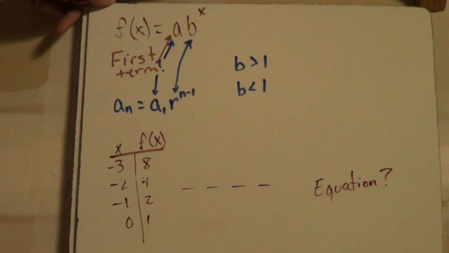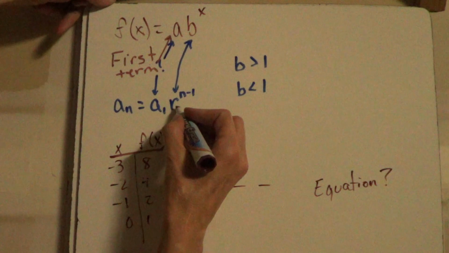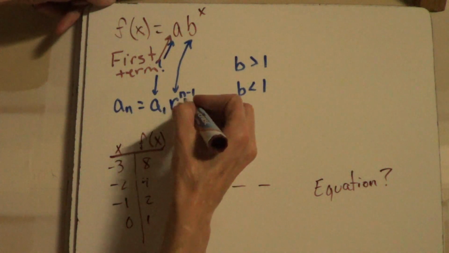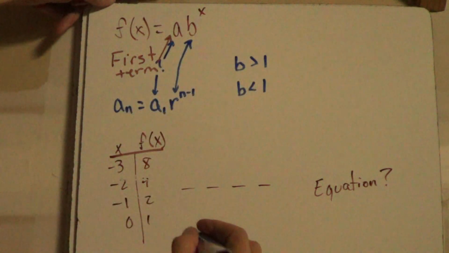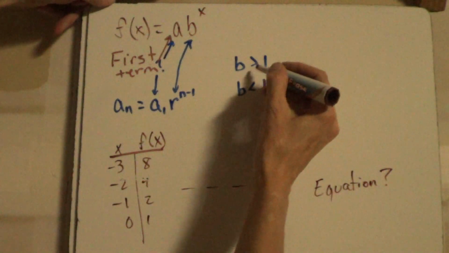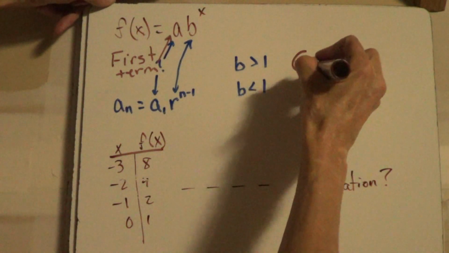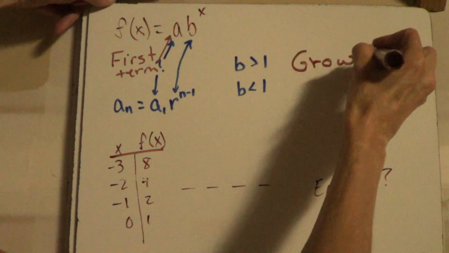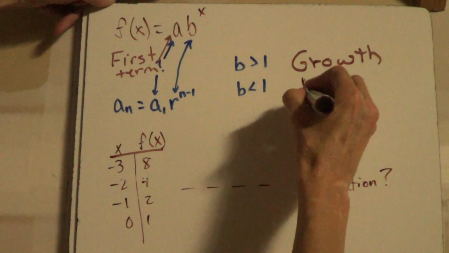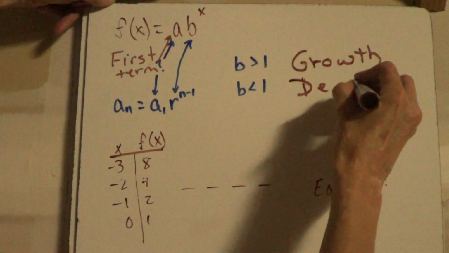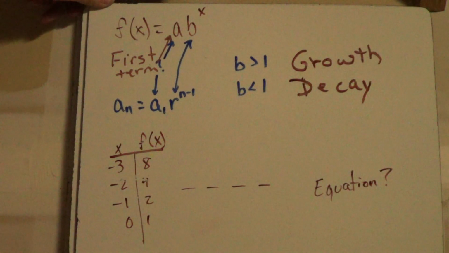Let me think if that's correct. When x is, yeah, it's your first term. Okay, now our decay or growth factor was the r, n minus 1. And this time it's b. So now you should be able to tell me when b is greater than 1, it'd be a growth. Because that's when your factor is bigger than 1. Or when it's less than 1, it's a decay. Okay.